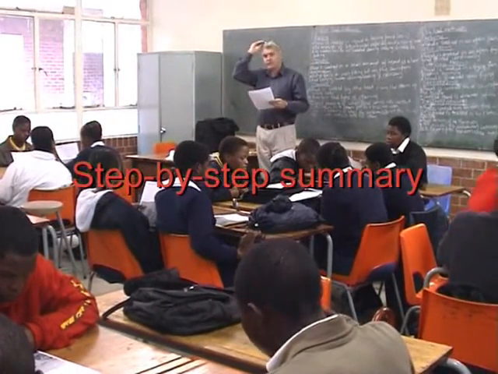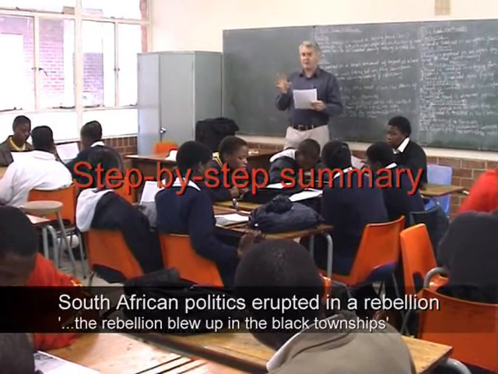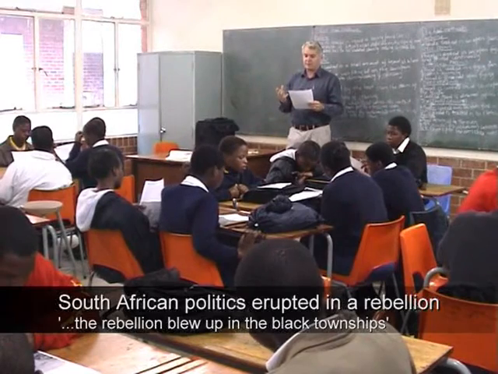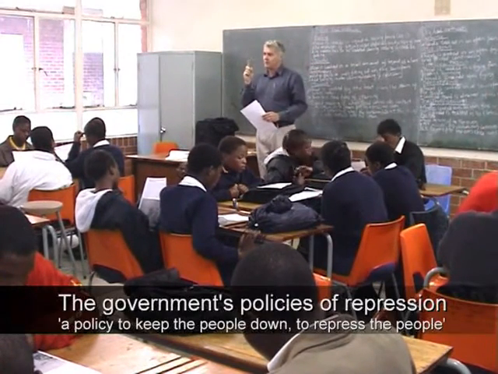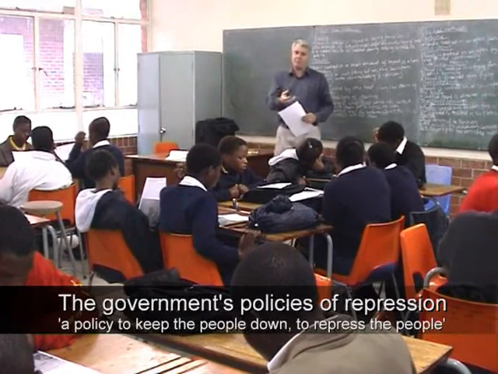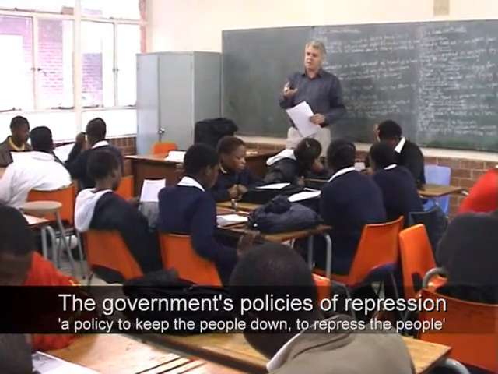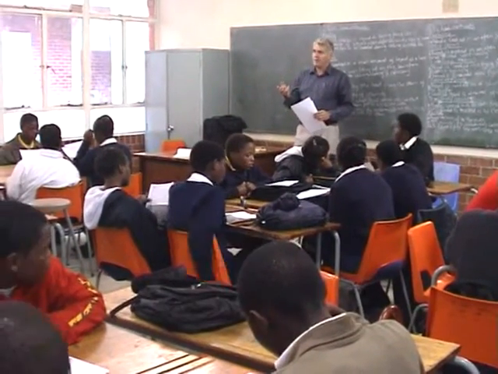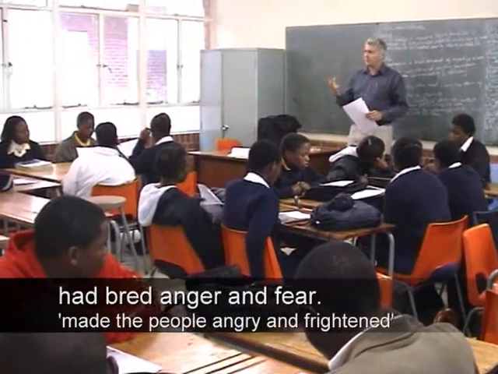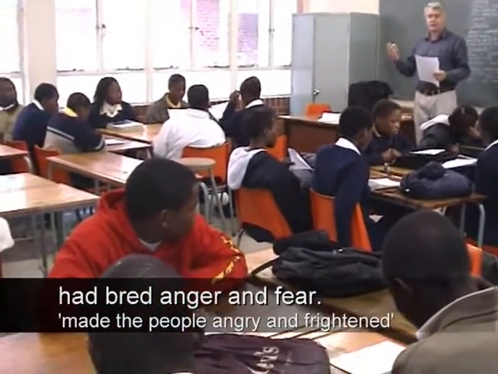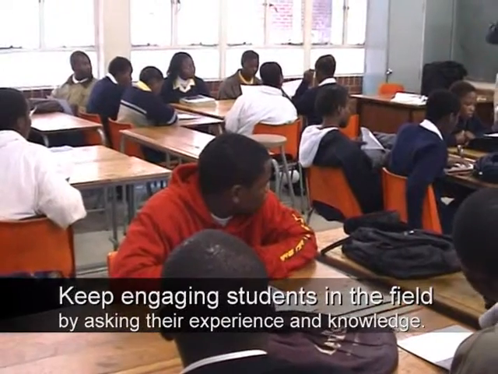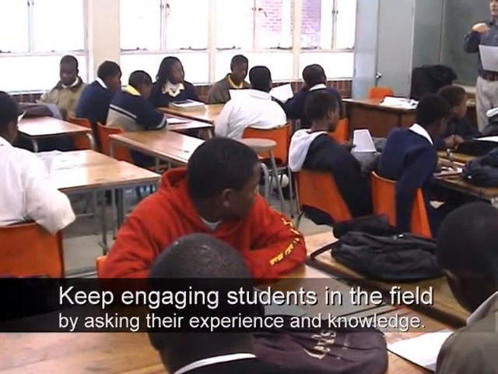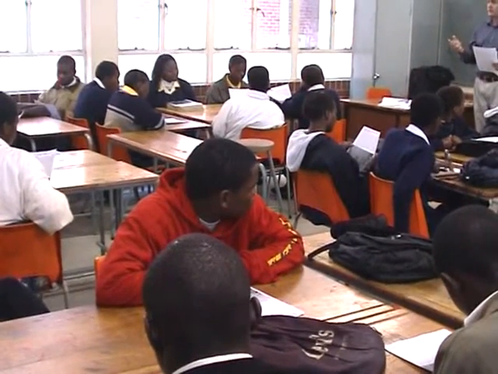It starts by telling us that the rebellion blew up in the black townships, and there were two reasons for this. The government, on one side, had a policy to keep the people down, to repress the people with the police and the army. And of course, this made the people very angry and frightened. Have any of you heard stories of the police and the army coming to the township at that time? Have you heard stories from your parents about that?